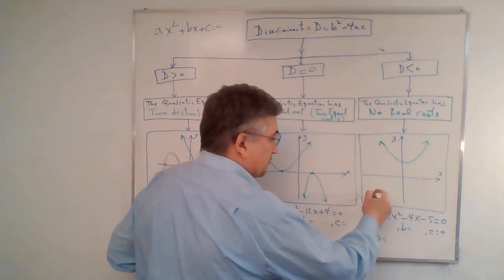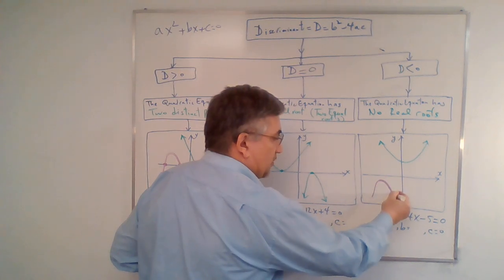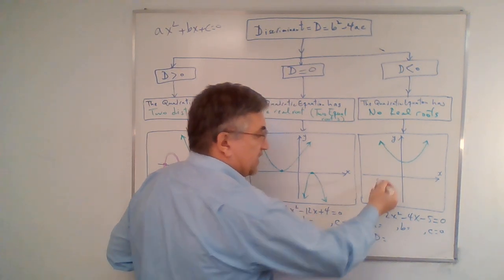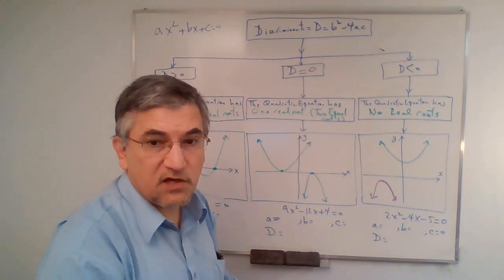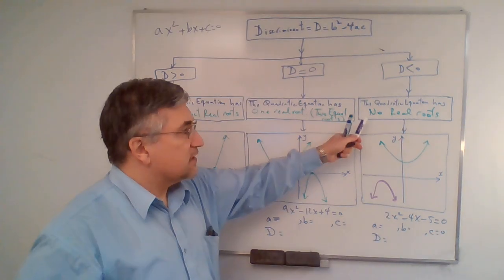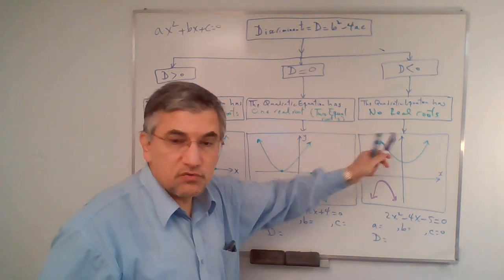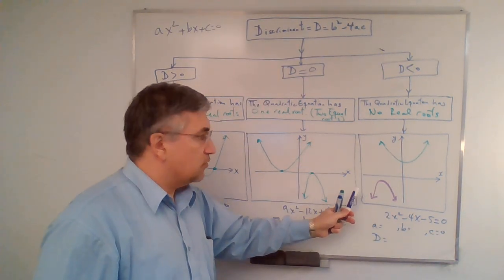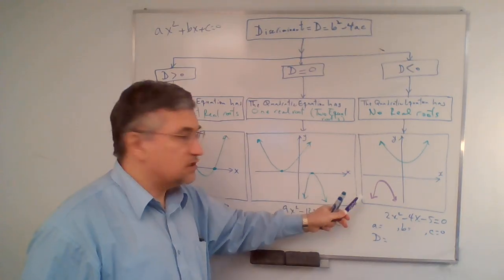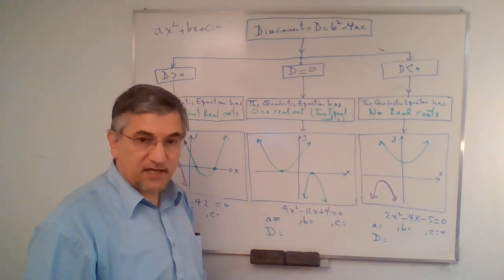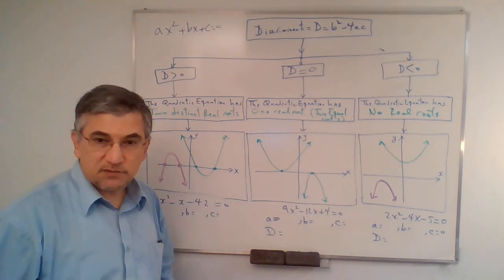Mind you, again, the parabola could open downwards like this, and it may not even intersect the x-axis at all. So in this case, we say that the quadratic equation has no real roots, and the parabola, which is the graph of the quadratic relation, has no x-intercepts actually. So these are the three possible scenarios.